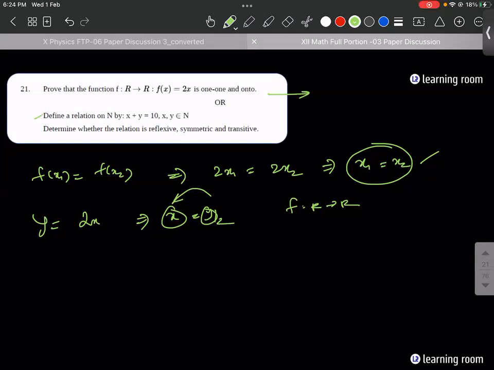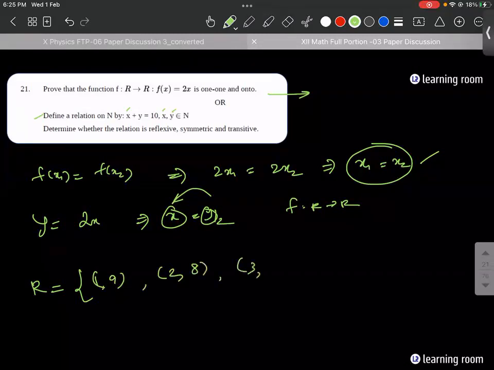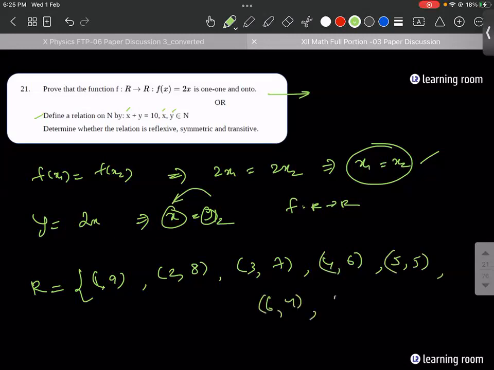Second one, define a relation on N given by x plus y is equal to 10 such that x comma y belongs to N. What is the relation? So x and y belong to natural numbers. So if you put x is equal to 1, y will be 9. If you put x is equal to 2, y will be 8; 3, 7; 4, 6; 5, 5; 6, 4; 7, 3; 8, 2; 9, 1.